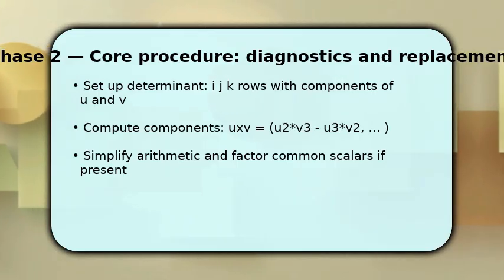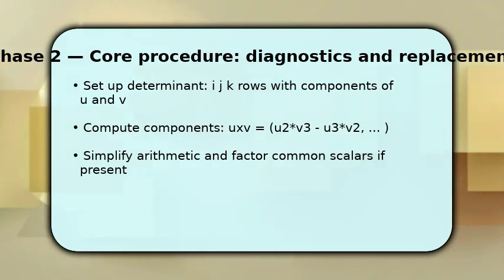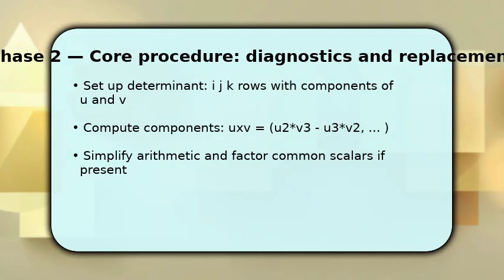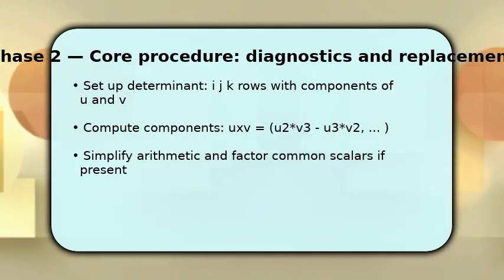Expand carefully, using signs. I times (U2 asterisk V3 minus U3 asterisk V2) minus J times (U1 asterisk V3 minus U3 asterisk V1) plus K times (U1 asterisk V2 minus U2 asterisk V1). Take your time with signs and parentheses, because a small sign error flips the normal. Once calculated, simplify each component and factor out.